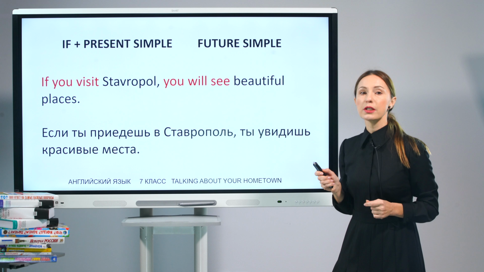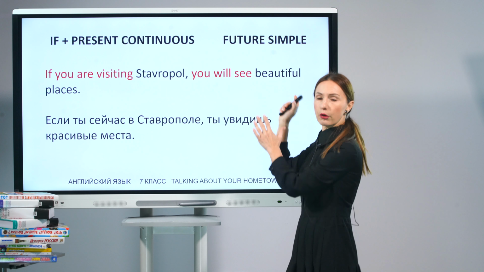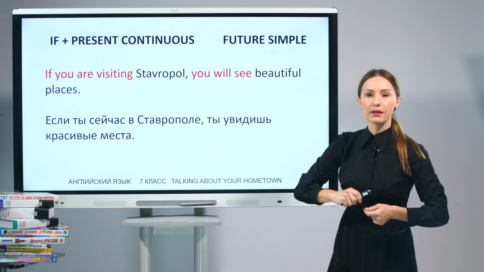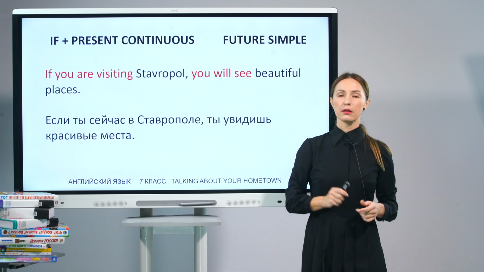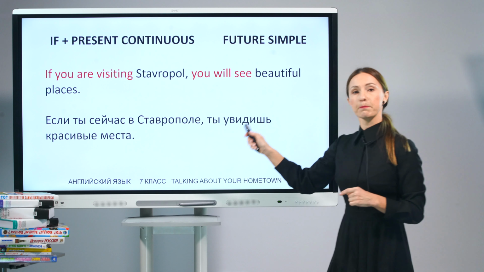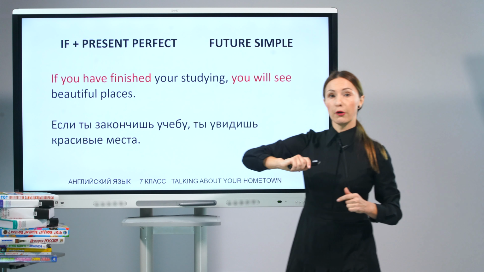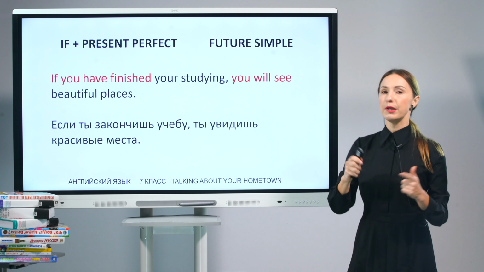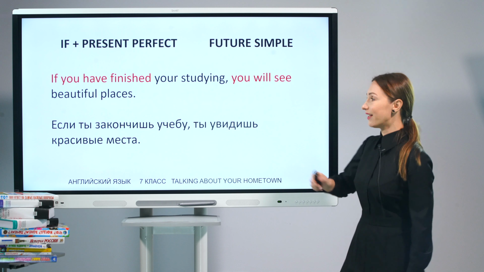Okay, we'll change something. Present continuous. Here it will be future simple, okay, for our examples. We'll read it together. If you are visiting Stavropol, you will see beautiful places. Okay? Is it clear? You can see how we can translate it. Continue, and change present continuous for present perfect. Look at my example. If you have finished your studying, you will see beautiful places.